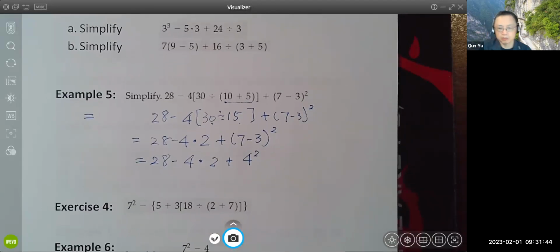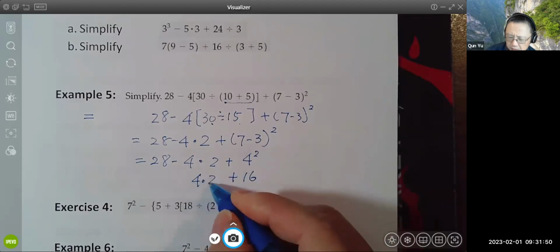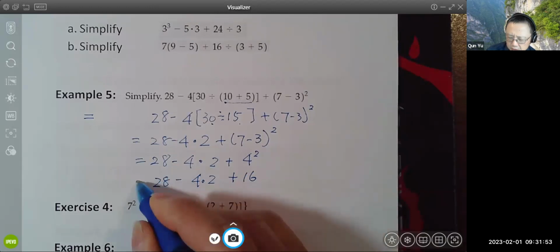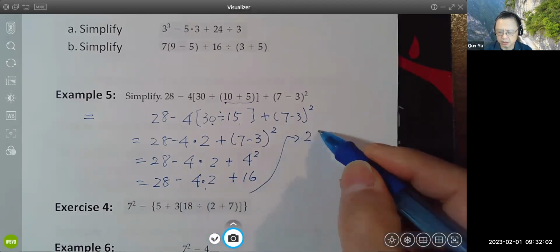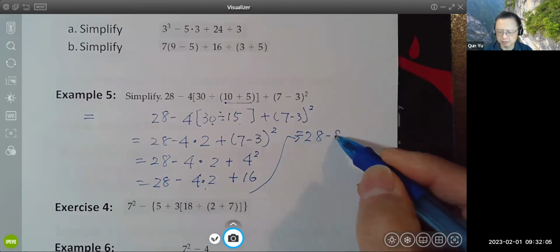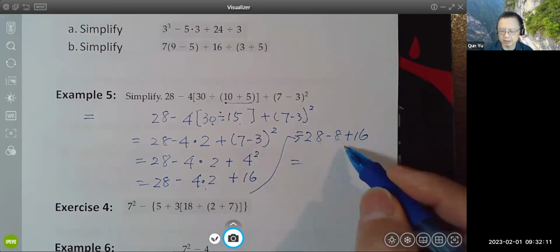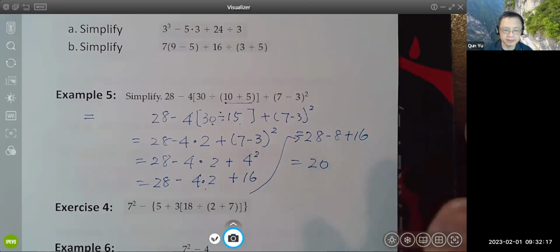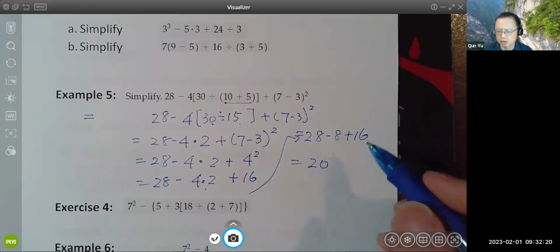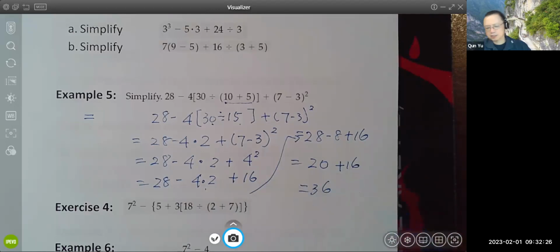Now we do the exponential operation, which is 16. Now we have multiplication, subtraction, and addition. Multiplication first, this is 8. So 28 minus 8 plus 16. Go from left to right. 28 minus 8 is 20. Between addition and subtraction, there's no priority. They are at the same level in order of operations. So 20 plus 16 is 36. So that's our final answer.